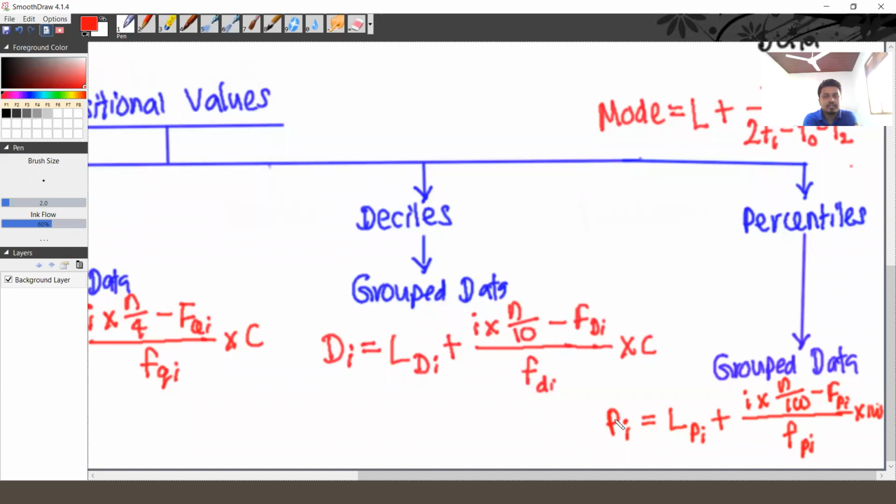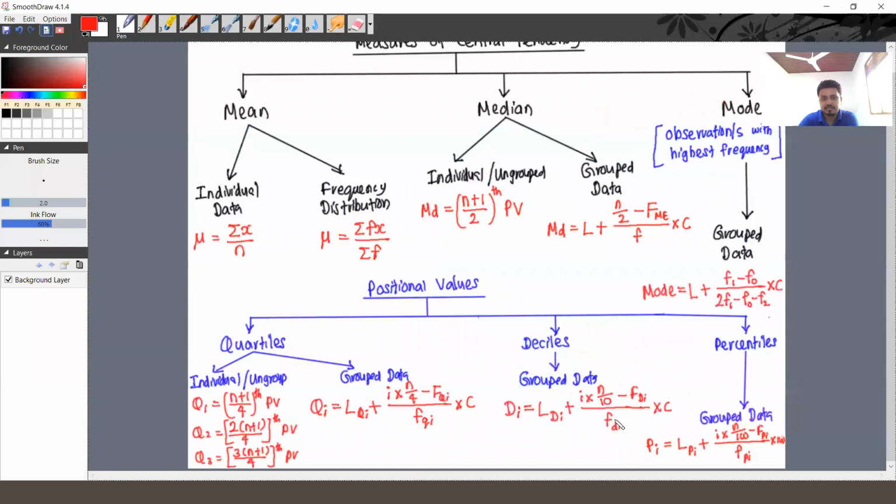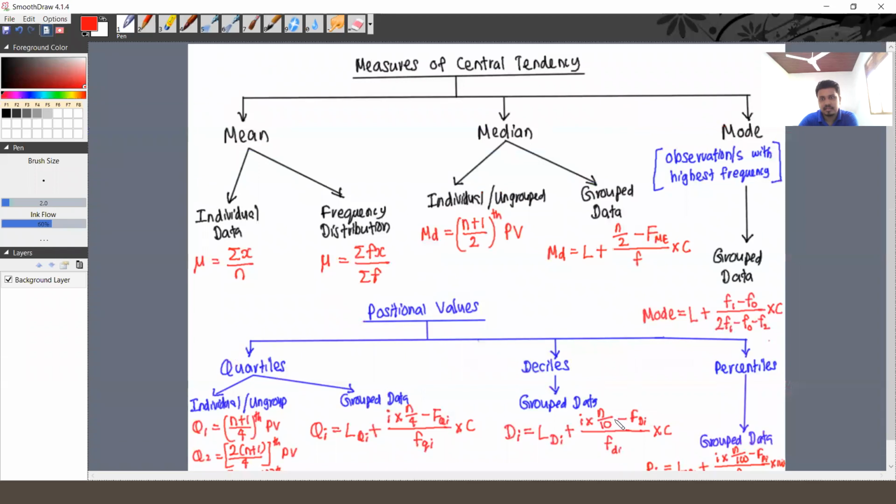So this is the whole summary of this chapter. The formulas that you should know in terms of these measures of central tendency: the 3 main measures of central tendency, as well as how to get these quartiles, deciles, and percentiles.